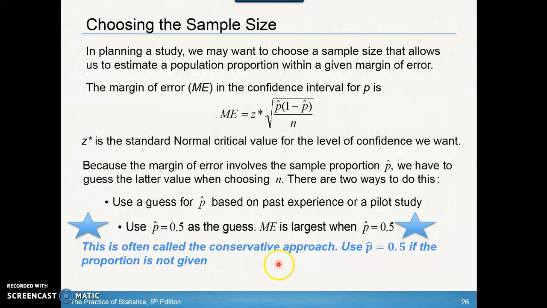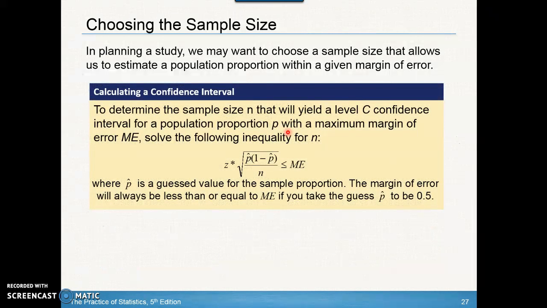So it's often called the conservative approach when you use p-hat equal to 0.5 if the proportion is not given in the problem, if we don't have a pilot study. Because like I said, if you're looking for a margin of error and trying to find the sample size before you even start the study, then you won't have that p-hat, so you'll just use p-hat as 0.5. All right, so this is the same thing that we did in the last section. Oftentimes when you do a study, you want a particular margin of error and you want to choose your sample size based on that margin of error.